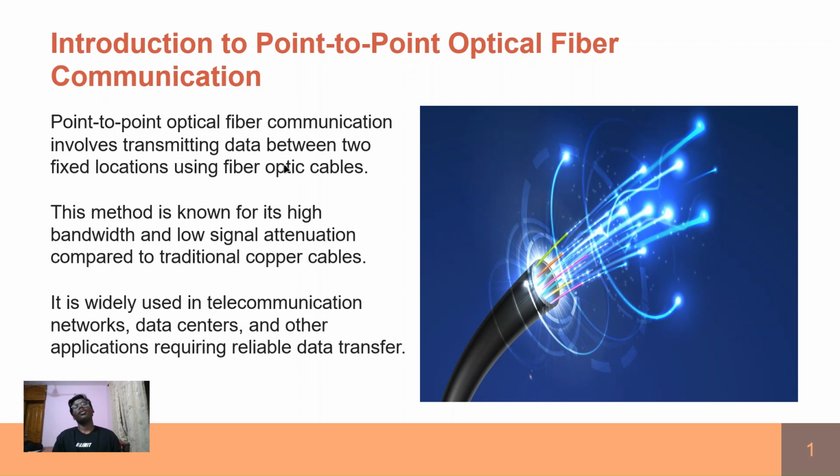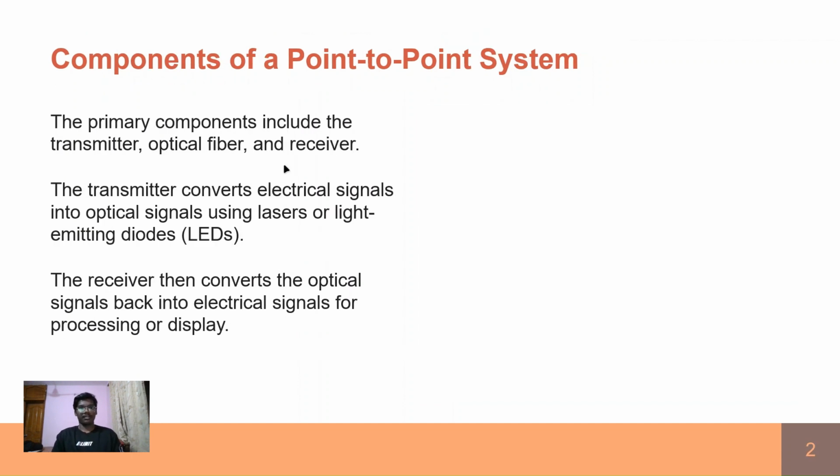So basically, point-to-point optical fiber communication is the transfer of data from one place to another using an optical fiber, which has a high bandwidth and a low signal attenuation. Attenuation is basically where less optical fiber loss has been found. So let's move on to the next slide.